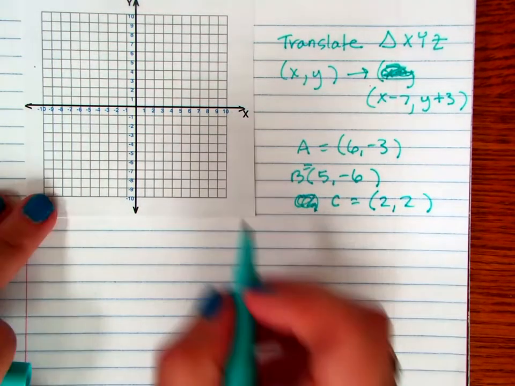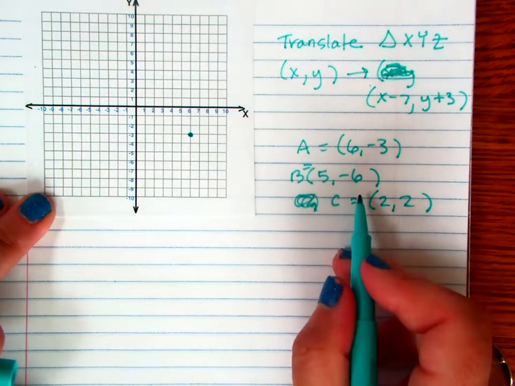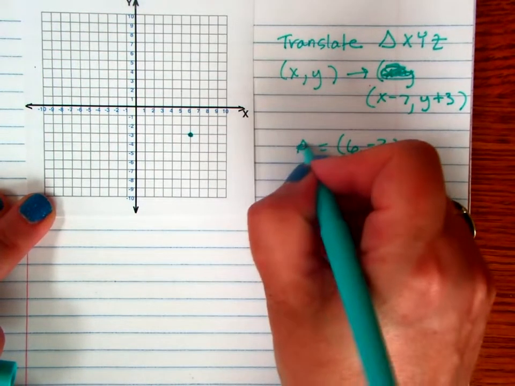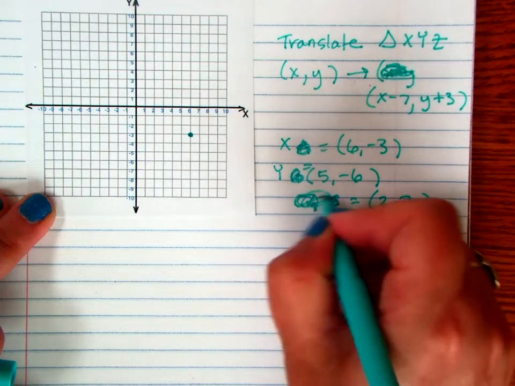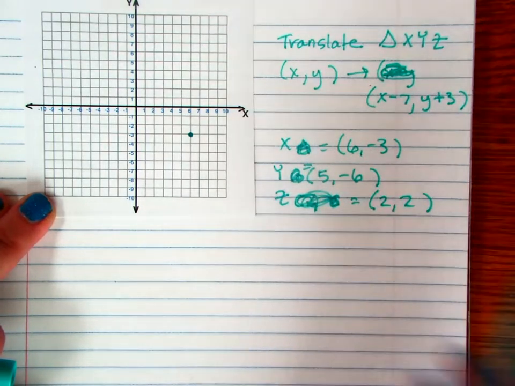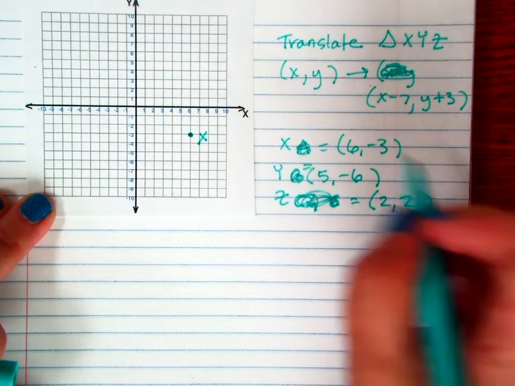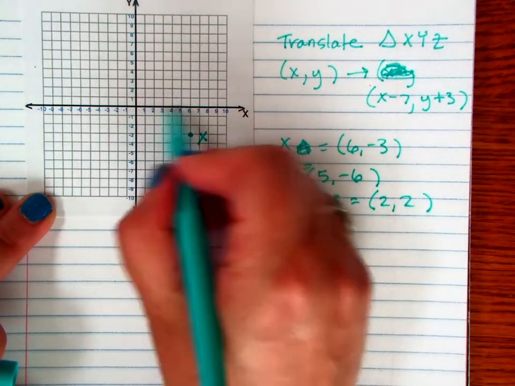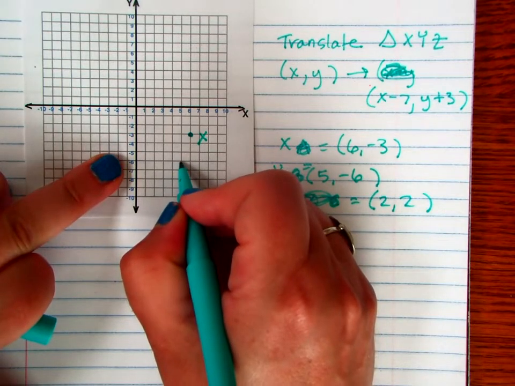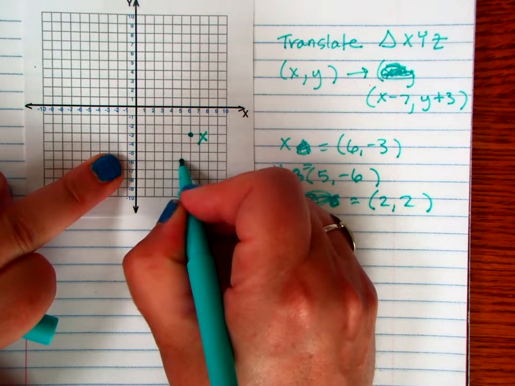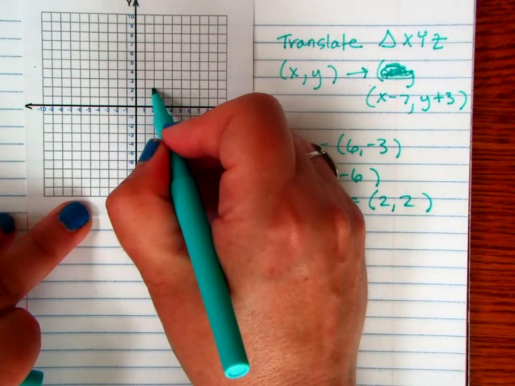Okay, so at 6, negative 3, here's my original. 5, so that's my original. Whoops, sorry, just kidding, it was X, Y, Z. I decided to change the letters. Okay, X, Y, and Z, so here's X at 6, negative 3, here's Y at 5, negative 6, so way down here. And here's Z at 2, 2.